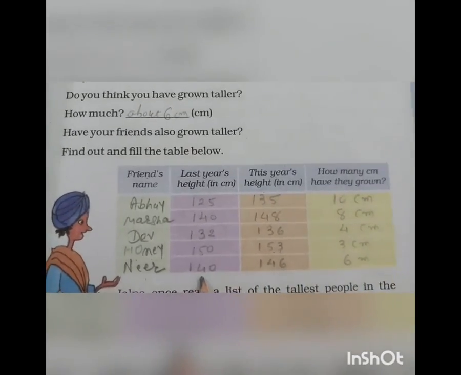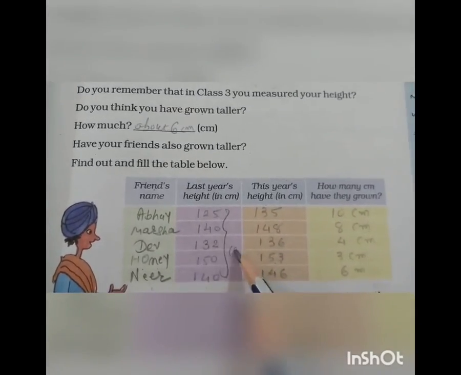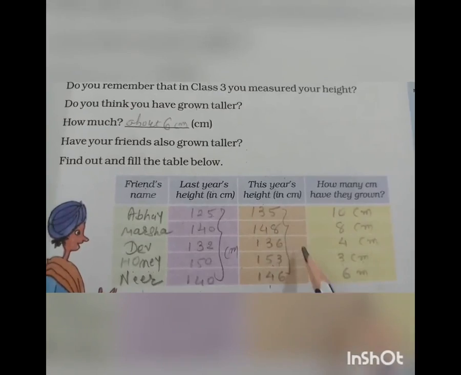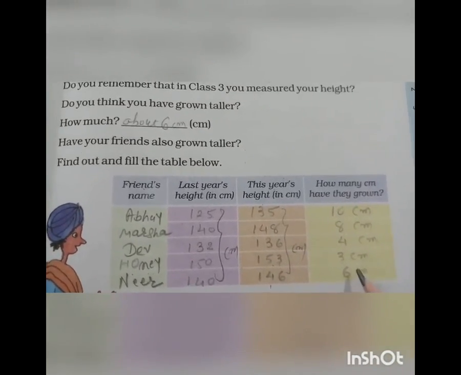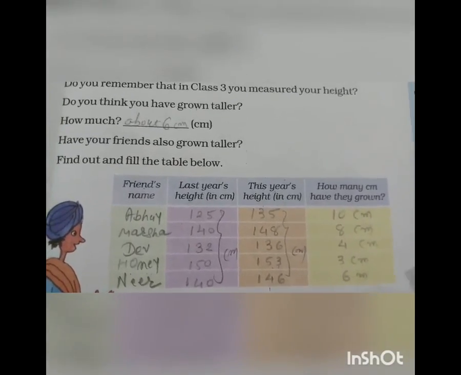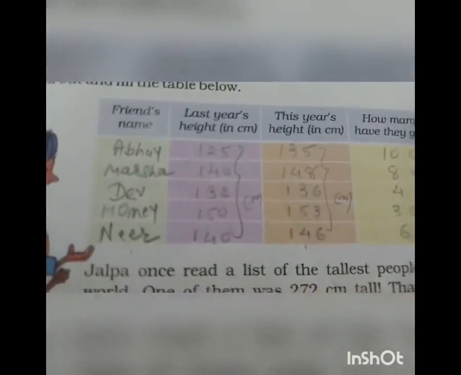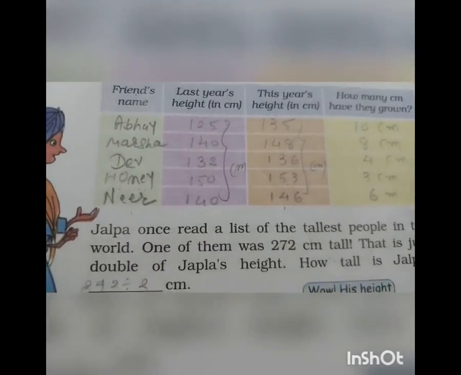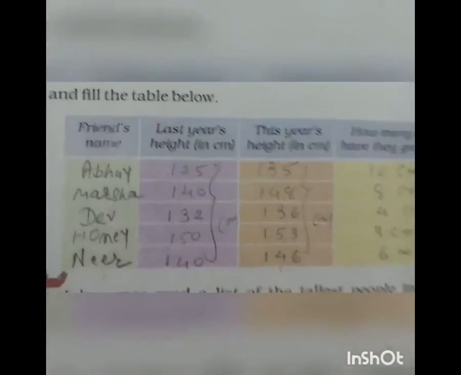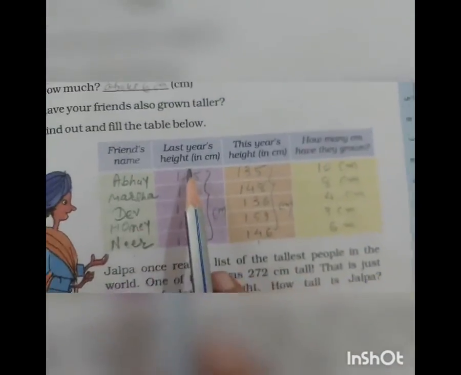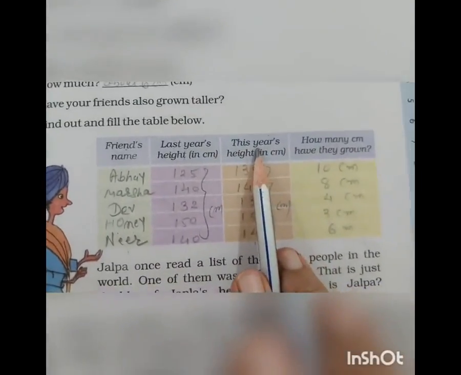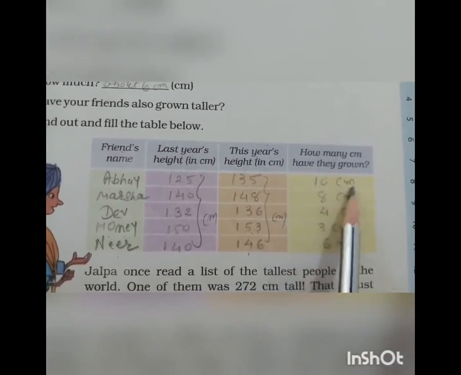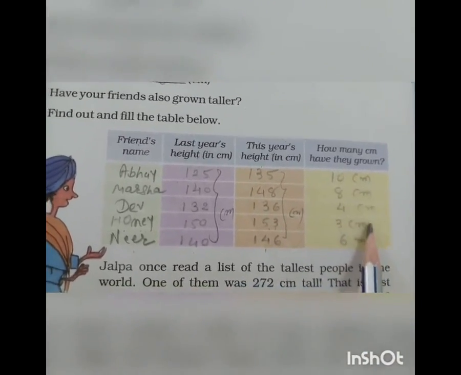Neer, 140 centimeter and here 146 centimeter, and the difference is 6 centimeter. Okay, so that's the way you have to find how many centimeter have grown. So we have to measure the height of last year, height of this year, and the difference between them, that means grown. How many centimeter they grown, we have to find here.